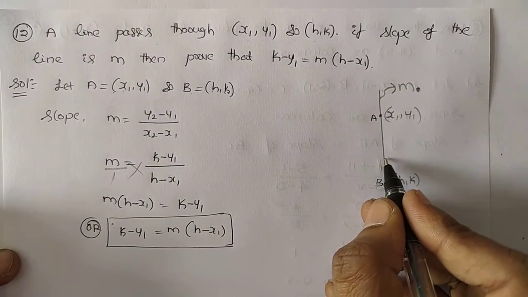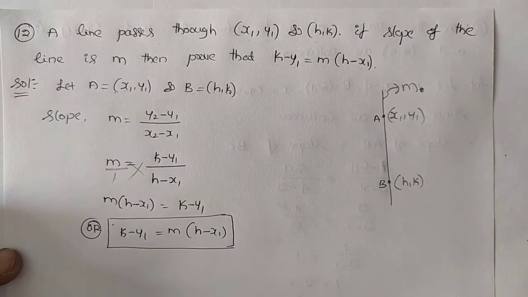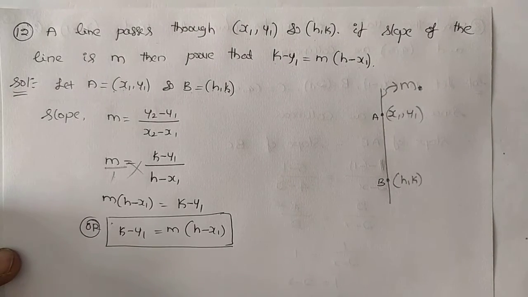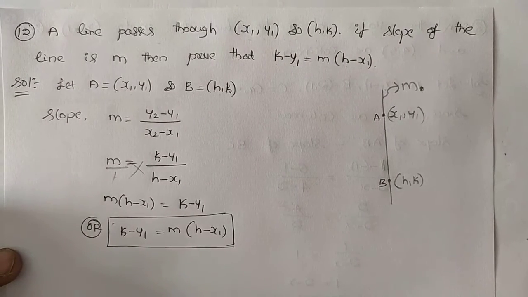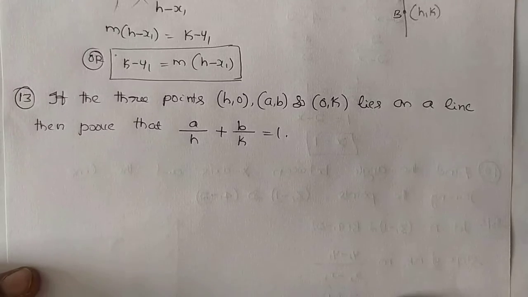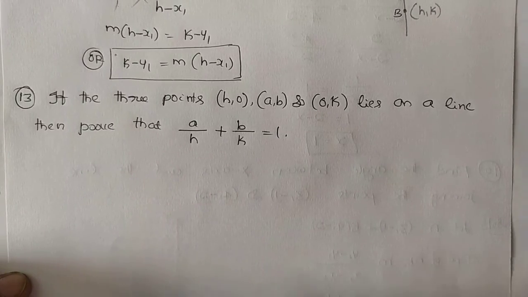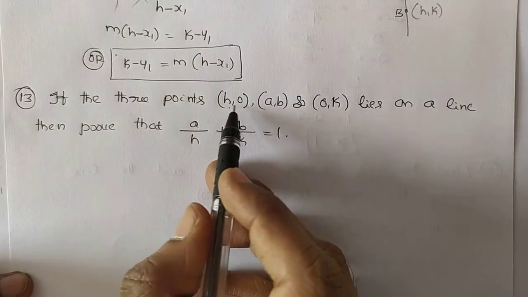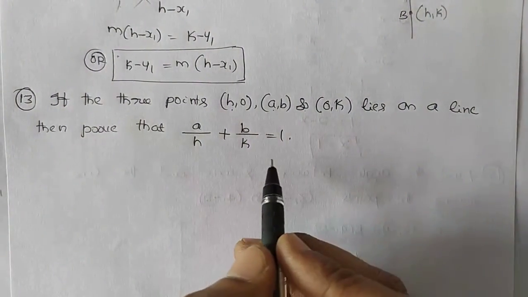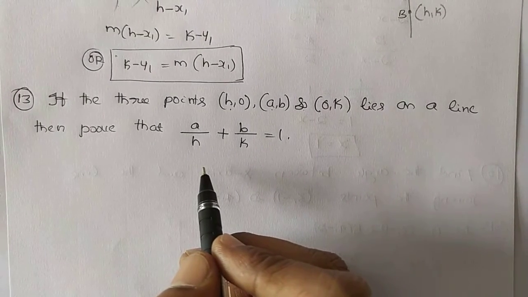Therefore, this equation of the line is k minus y1 equals m into h minus x1. Do you understand? Now, we will move on to the next question. See the 13th question in your NCERT textbook, exercise 10.1. If the 3 points (h, 0), (a, b) and (0, k) lie on a line, then prove that a by h plus b by k equals 1.